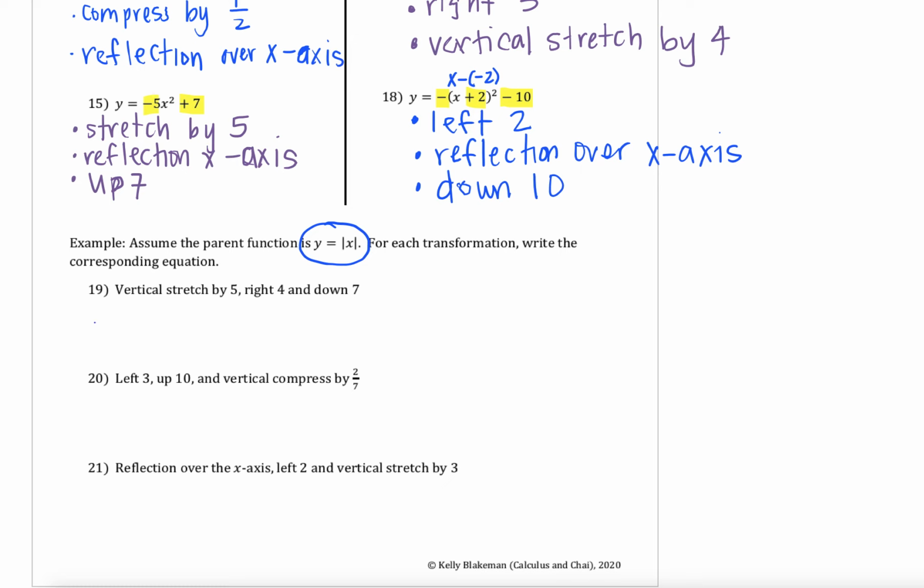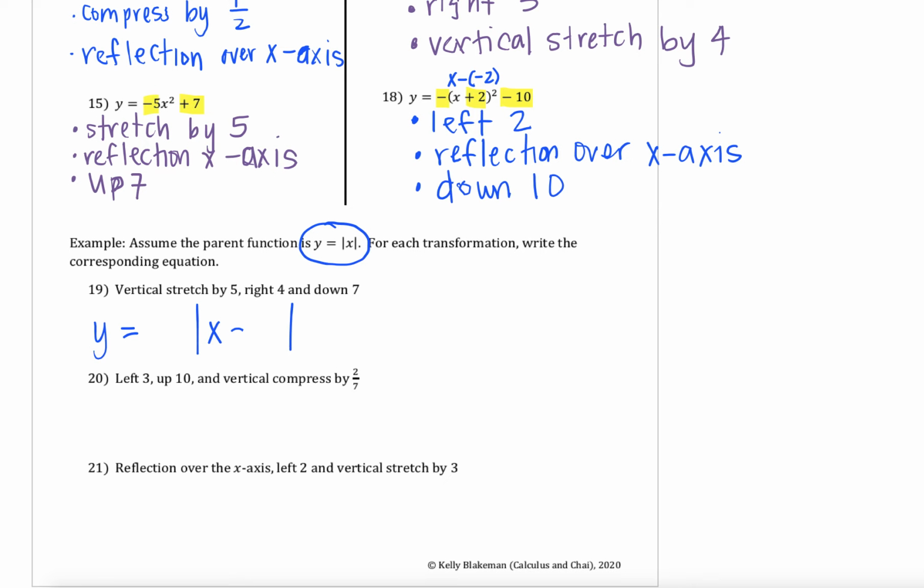So in all of these equations, when I go to set this up, I'm going to have these absolute values, and then I'm going to have x maybe minus or plus a number inside. So I'm going to just set up my general form that I have. And let's read each transformation. The first one we have here is a vertical stretch by 5, right 4, and down 7. Well, let's take it one at a time.